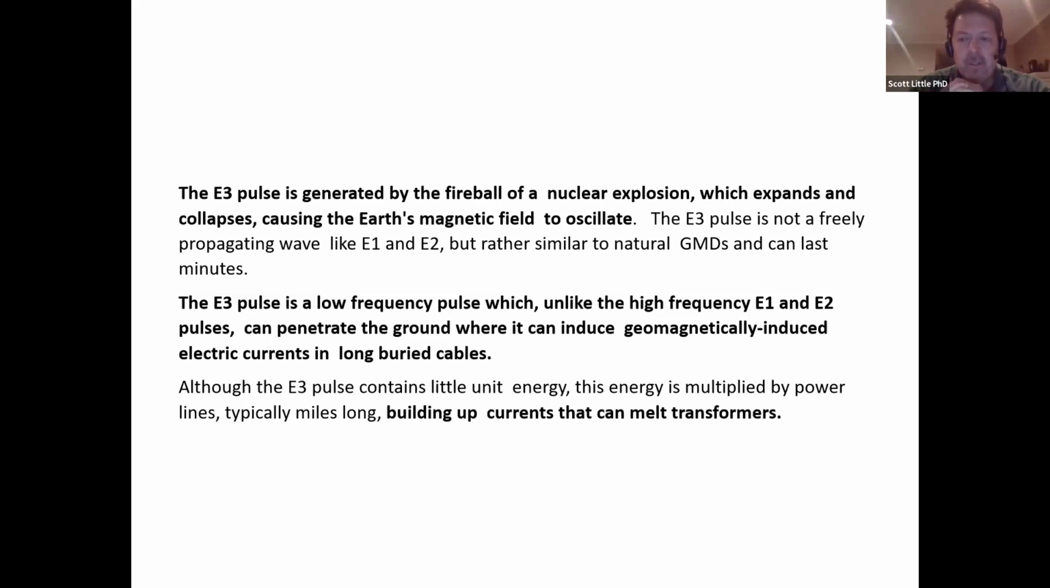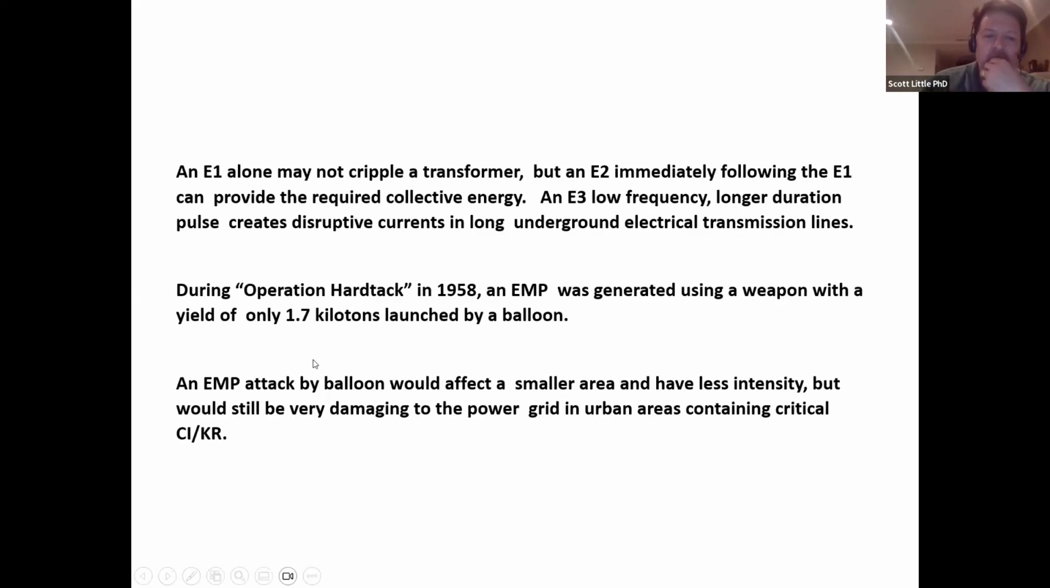And when this happens on power lines that are buried for miles long, it can build up enough energy, enough voltage to actually burn up and melt transformers. So that's one of the damaging things that this low frequency pulse can do. If it's hitting in an area where it's able to energize miles of underground cable, it can end up melting transformers. There's enough induced current and voltage to melt the transformer. So, again, an E1 alone cannot cripple a transformer, but with an E2 following the E1, that's enough collective energy to be able to do that.